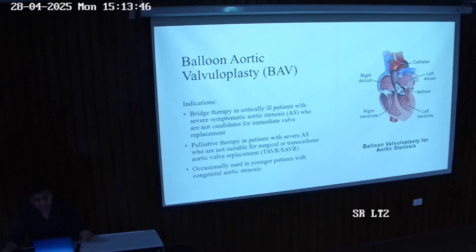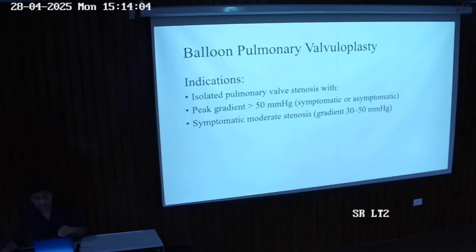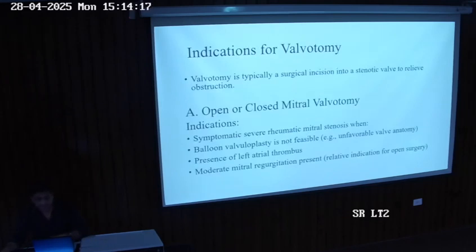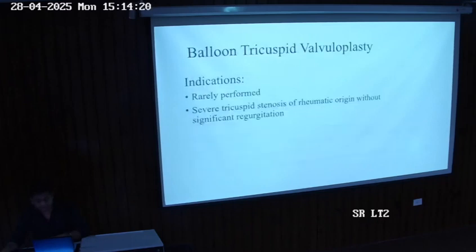Palliative therapy in patients with severe AS who are not suitable for surgical intervention, or use in a younger patient with congenital aortic stenosis, because replacement has a limited life. So before that we can go for the valvuloplasty. Like this in the pulmonary valve, isolated pulmonary valve stenosis, that is very rare. The gradient should be more than 50, and in symptomatic patients who have mild to moderate stenosis. Tricuspid, that is very rare.